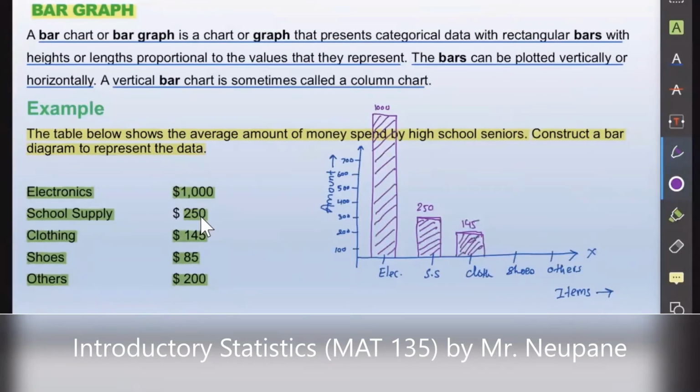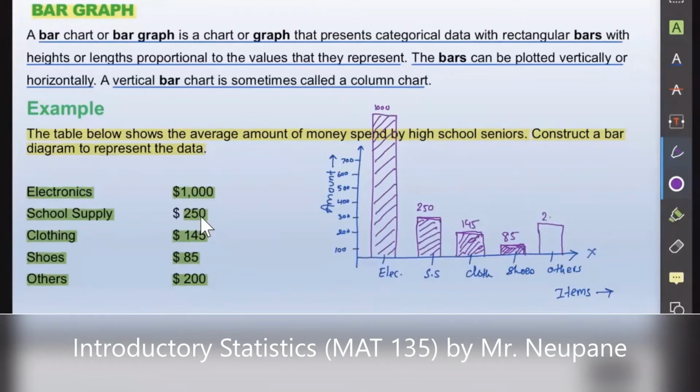Okay. And then we have shoes, $85. 85 should be something like that, a little bit below 100. So 85 for shoes. And then $200 on other items. So $200, so the height will be something like this. I think I have to make that a little taller and wider like that.